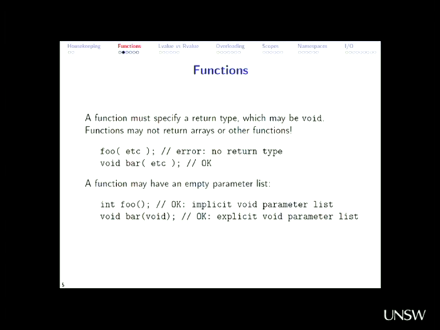And so what do you have to do? This should be basic, should just be revision. A function has to have a return type, and if a function isn't going to return anything, it returns the type void. Void is a type. Functions cannot return arrays, and they cannot return other functions.